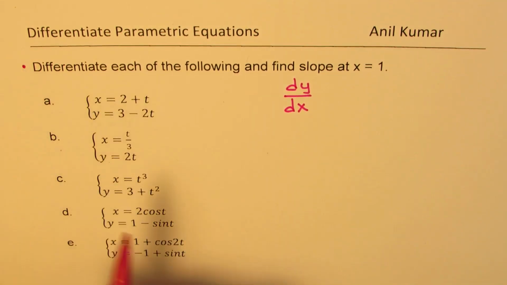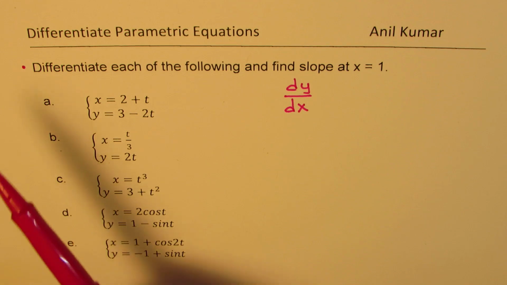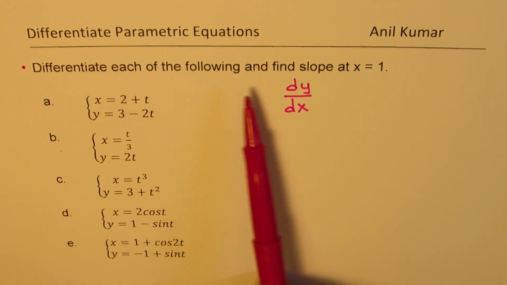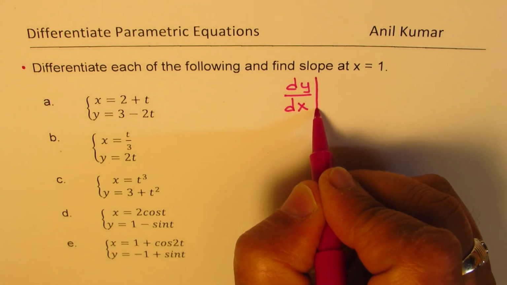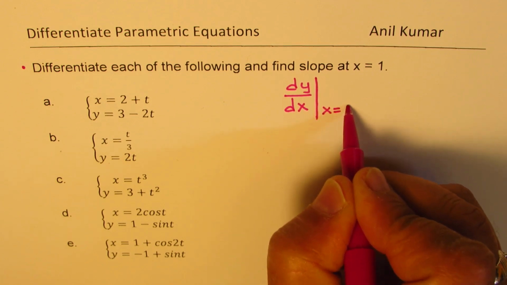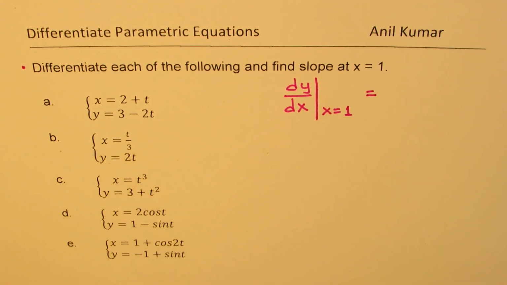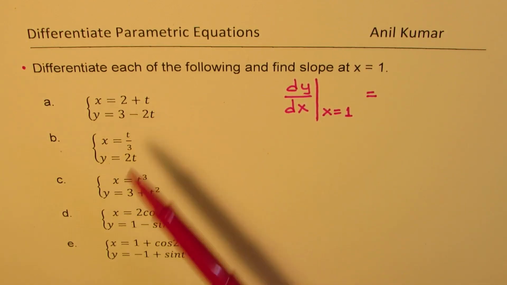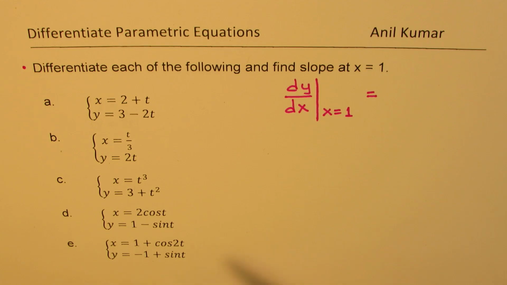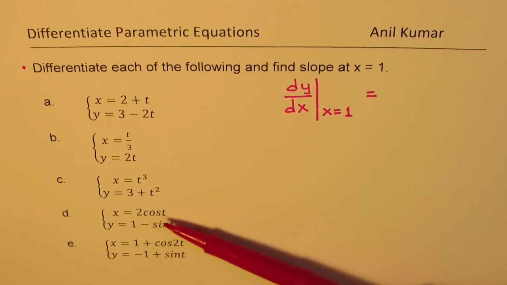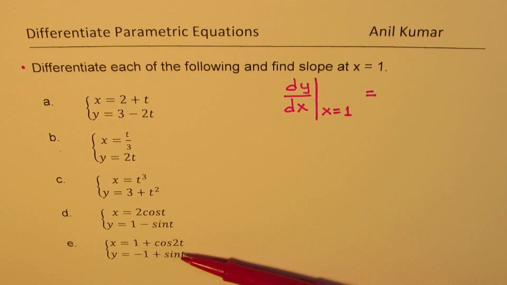The equations which I will be discussing with you are something like this. Differentiate each of the following and find slope at x equals 1. That means we'll find the derivative and then we'll find its value when x is equal to 1, right? So this is what we are trying to calculate. For this, we have these 5 examples. So we have taken a linear function, a reciprocal, well, that's also a linear function. And then we have different kinds of functions; we've taken 2 with trigonometric functions. As you know, these will be a circle and a parabola, right?